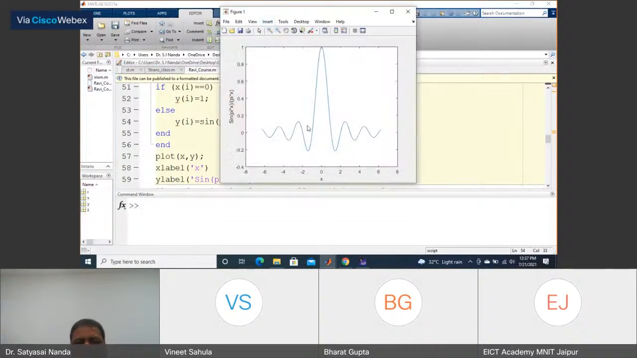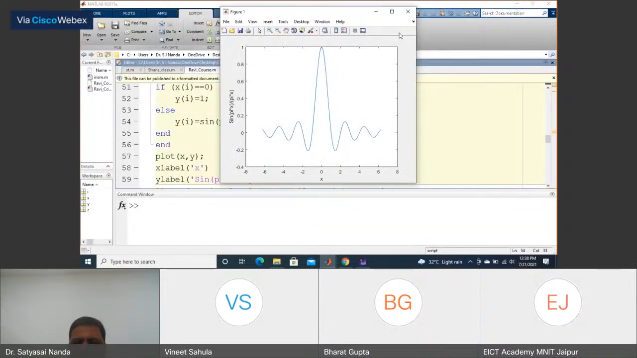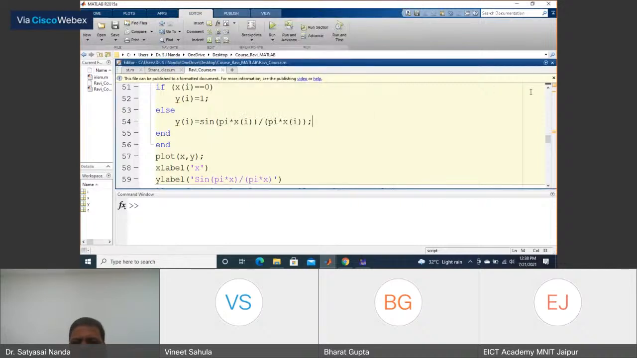So this is the thing about the wave function, sin(pi x) by pi x. You can observe this particular wave function. On the x-axis, I have plotted between -2 pi to +2 pi, and on the y-axis, sin(pi x) by pi x. So this is the wave function. You can plot it like this, sin(pi x) by pi x.